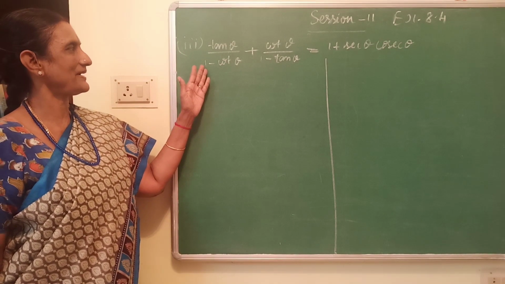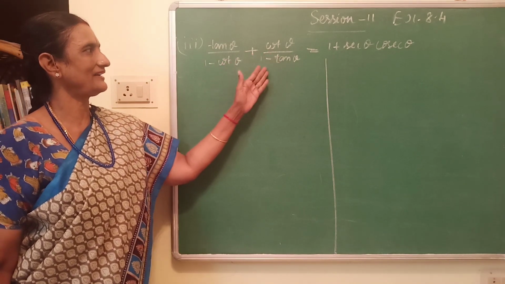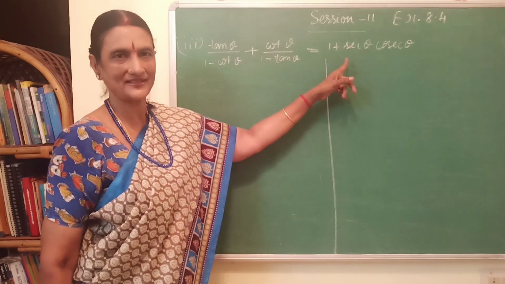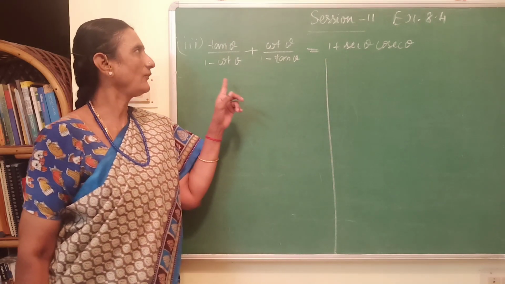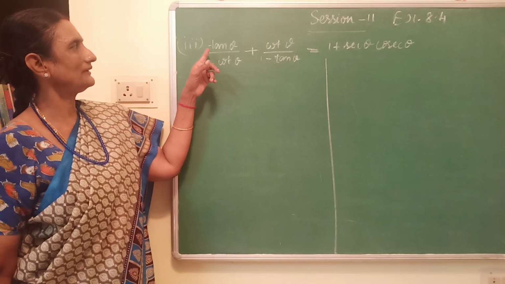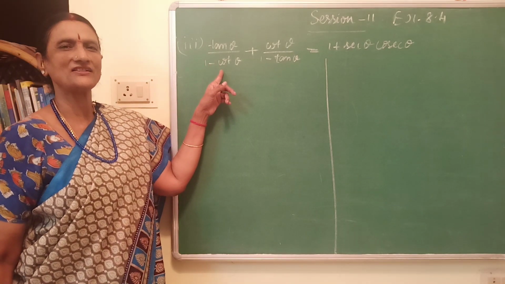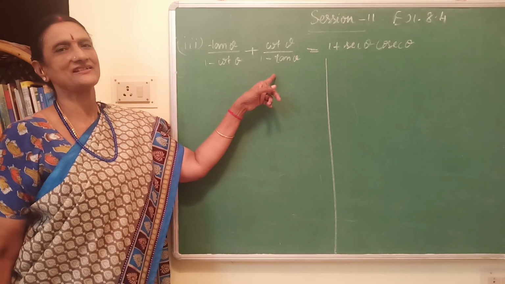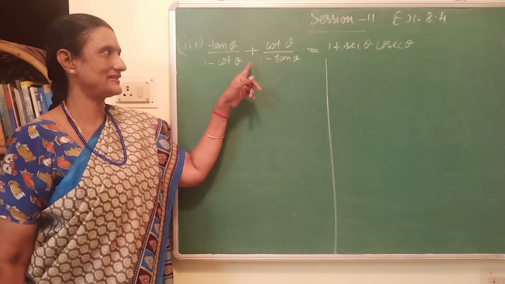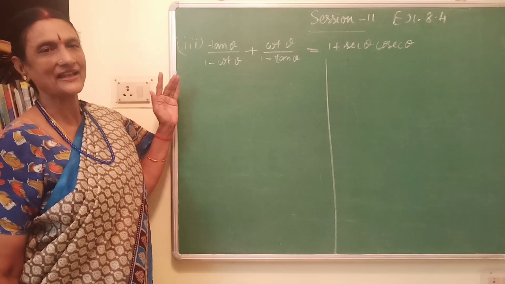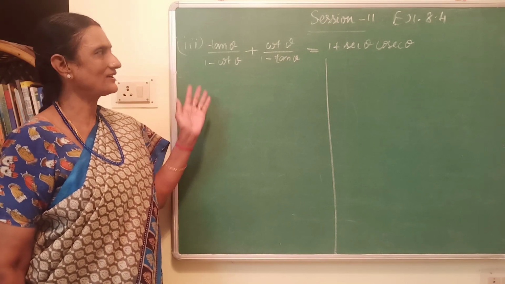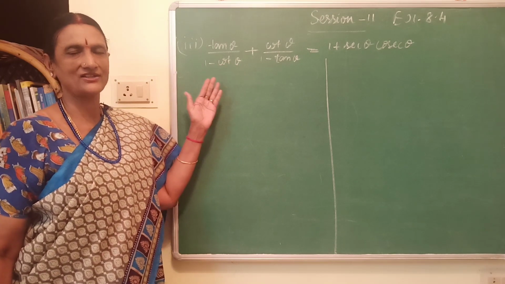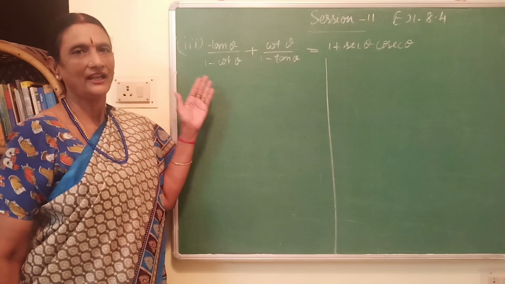Tan theta divided by 1 minus cot theta plus cot theta divided by 1 minus tan theta. We have to prove this is equal to 1 plus secant theta cosecant theta. Now here we have to see, 1 minus cot theta conjugation will not help in this sum. Similarly, 1 minus tan theta, the conjugation will not help in this sum. So what we can do is, tan theta is sin theta by cos theta, cot theta is cos theta by sin theta. So that way we can try to simplify the terms in the left hand side.